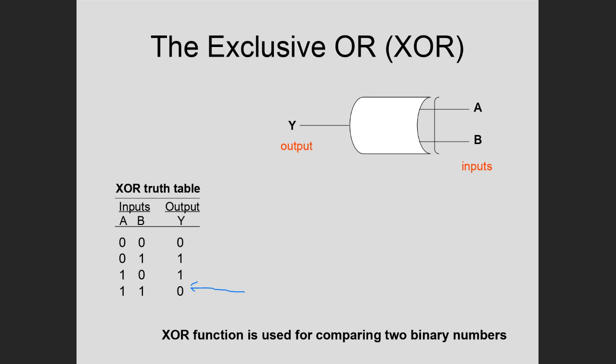So there's two kinds of ORs. There's just a regular OR, in air quotes, and then there's the exclusive OR. The exclusive OR excludes the condition where both inputs are true. And you might think to yourself, well, why would you want to do that?